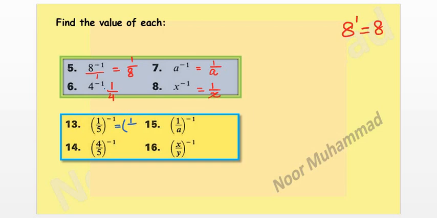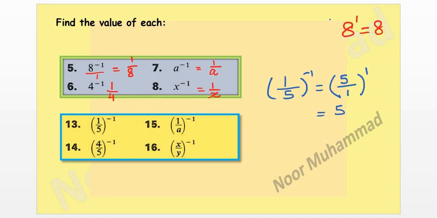5 will go in the numerator. Let me write it over here separately for you. So it's 1 out of 5 to the power -1. So you will flip it. 5 will go in the numerator, 1 will come in the denominator, and the exponent will become +1. So 5 to the power 1 is 5, because 5 divided by 1 will remain 5, and exponent 1 is the same as I wrote over here. Clear? So the final answer will become 5.